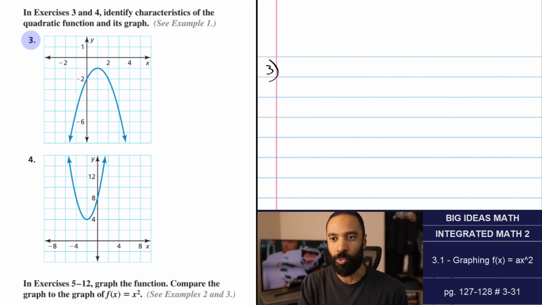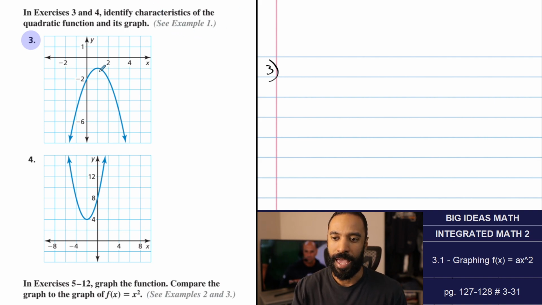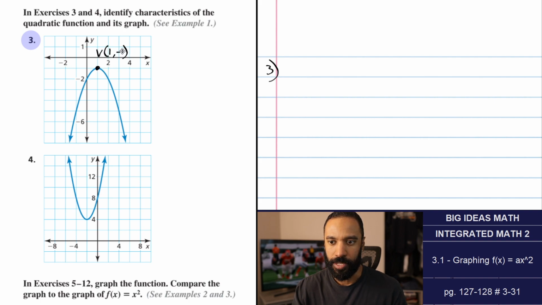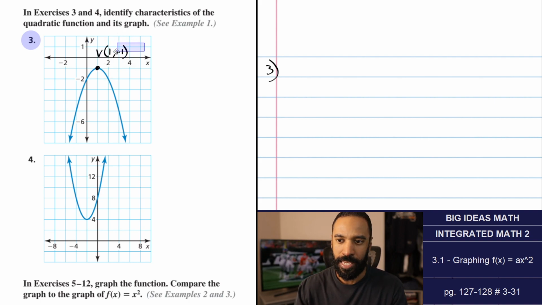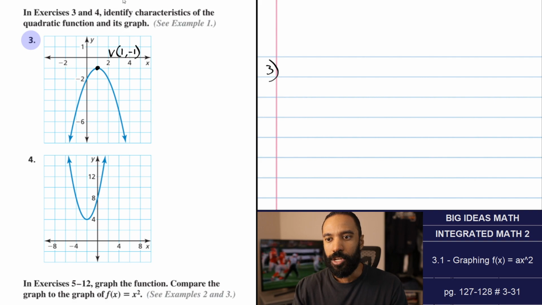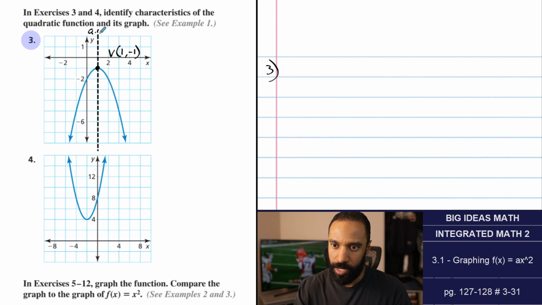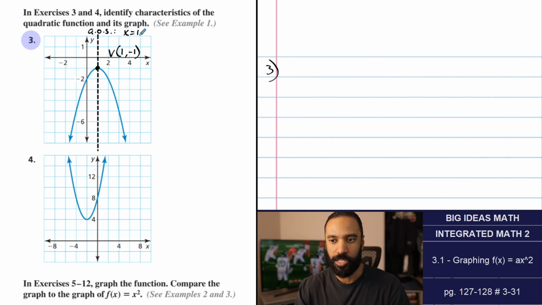So I'm going to go ahead and draw on this a little bit. I have a vertex right here. That vertex is at (1, -1). That also helps me identify what the maximum value is. This maximizes at y equals -1 when the x value is 1, and that's the axis of symmetry. So we have an axis of symmetry at x equals 1. That's the equation of the line.